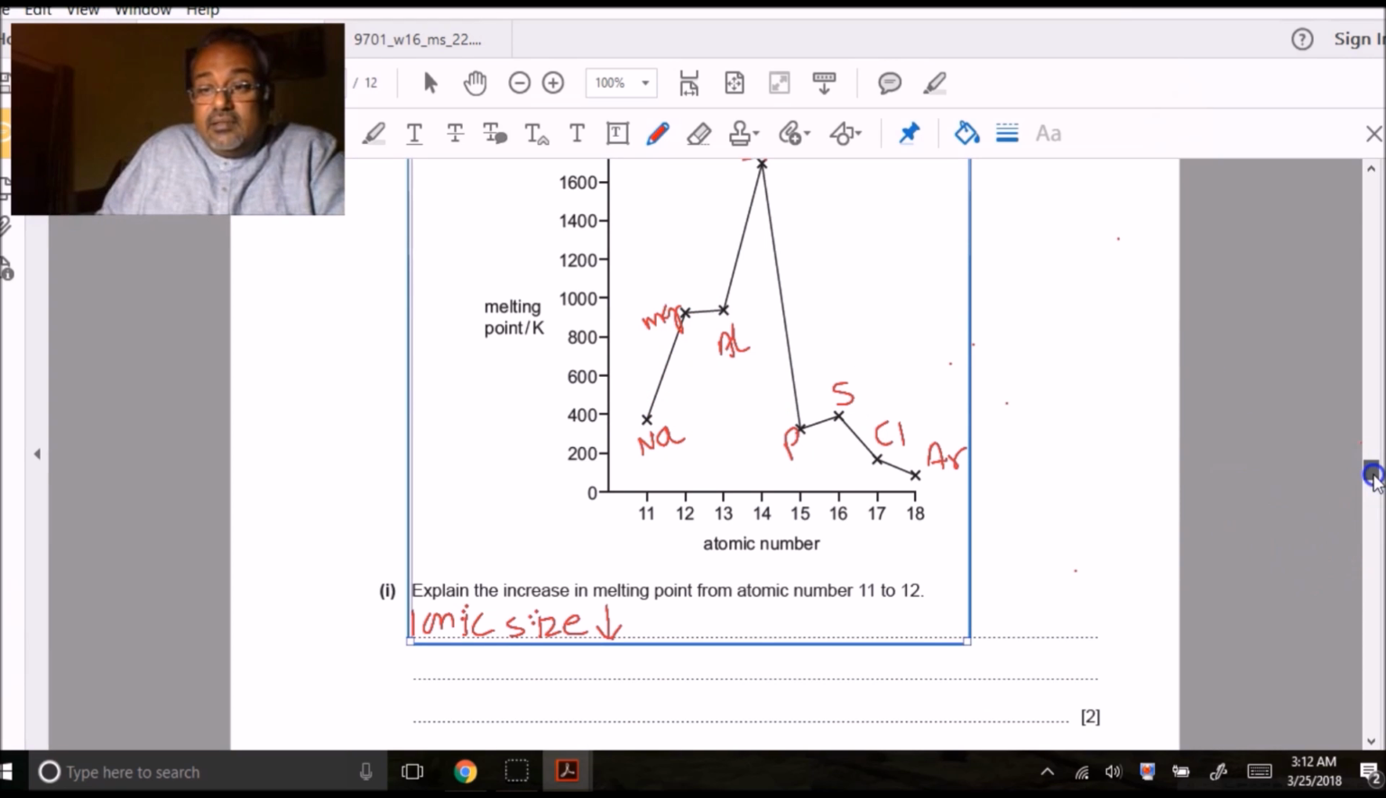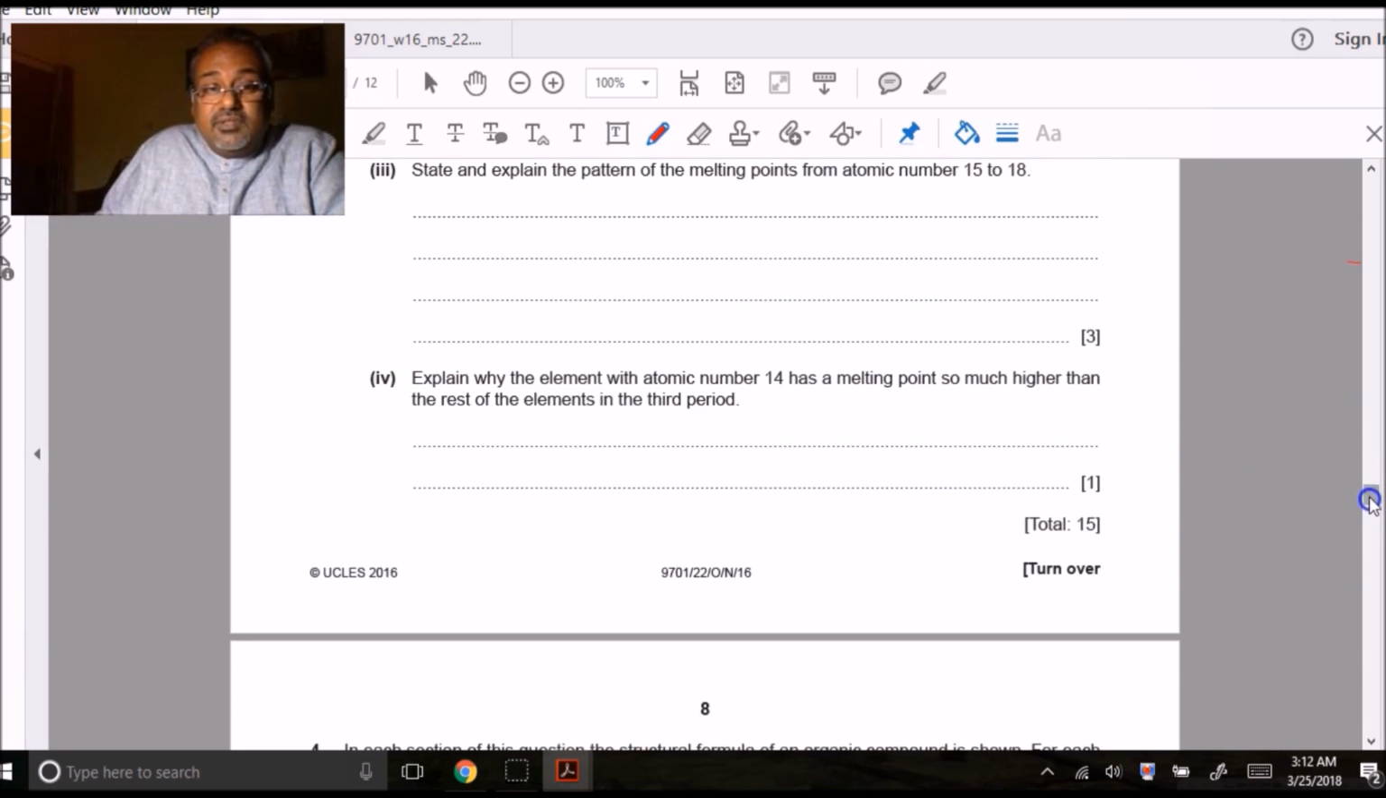So that's basically a simple answer. You could just say that the difference in size of the ion is too much when it comes to magnesium and sodium, but less compared to magnesium and aluminium. You could quote your data booklet ionic radius page for that.